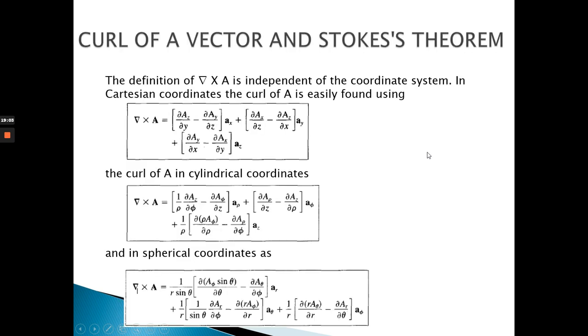But for curl, I will give you the equations only. I will not do any examples, but later on I will put up some example problems that you can practice by yourself. So for curl, in the three different coordinate systems, these are the equations you need to follow.